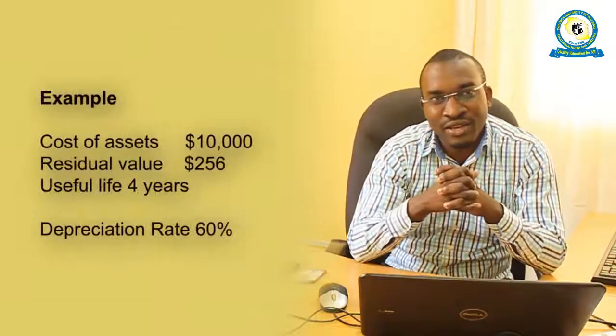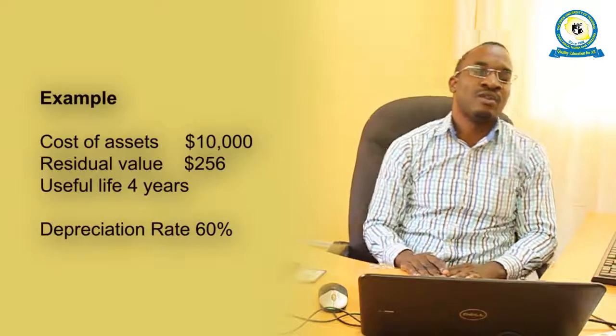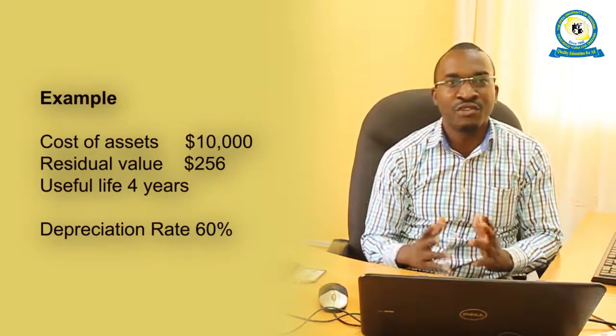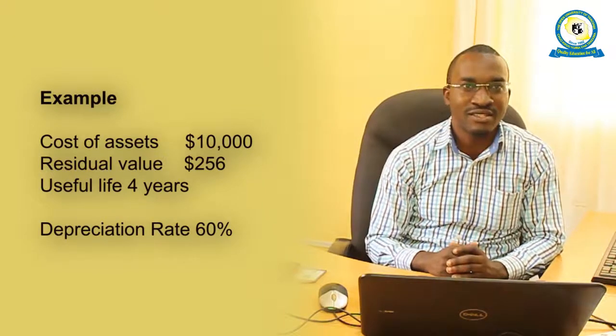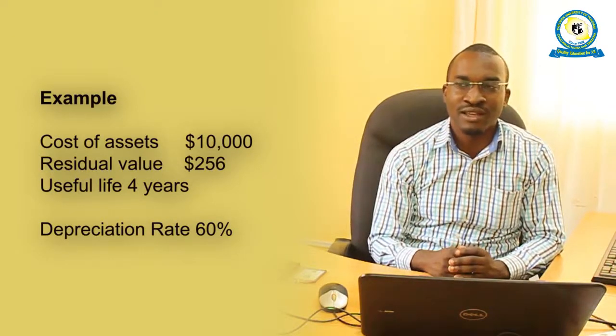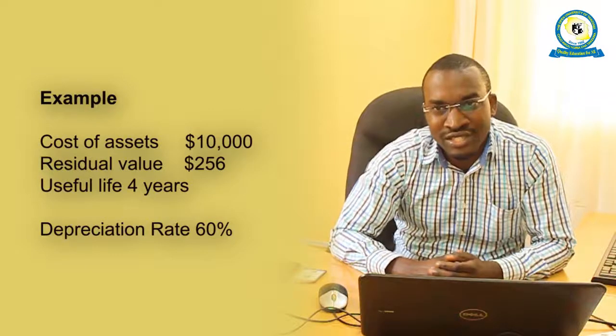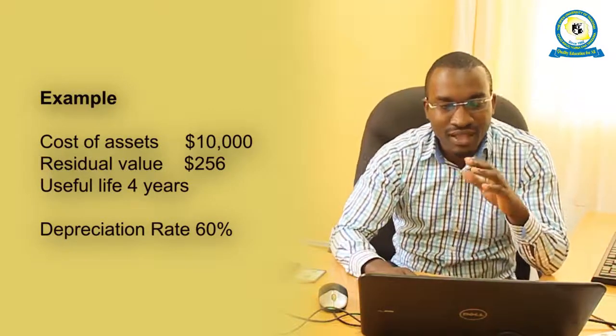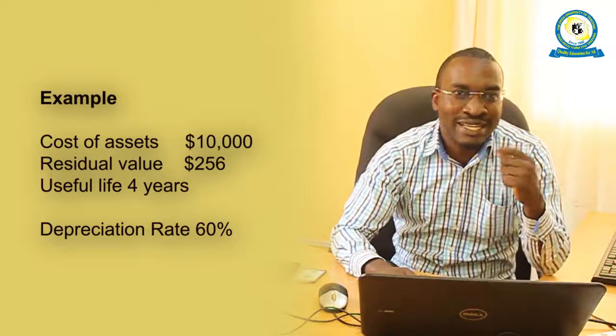Let us see this example again. Now assume you had a cost of an asset which is 10,000, and then you have a residual value of 256. Useful life maybe is 4 years, and then let us say the depreciation rate is 60%. So you're supposed to find the annual depreciation charge in each year.